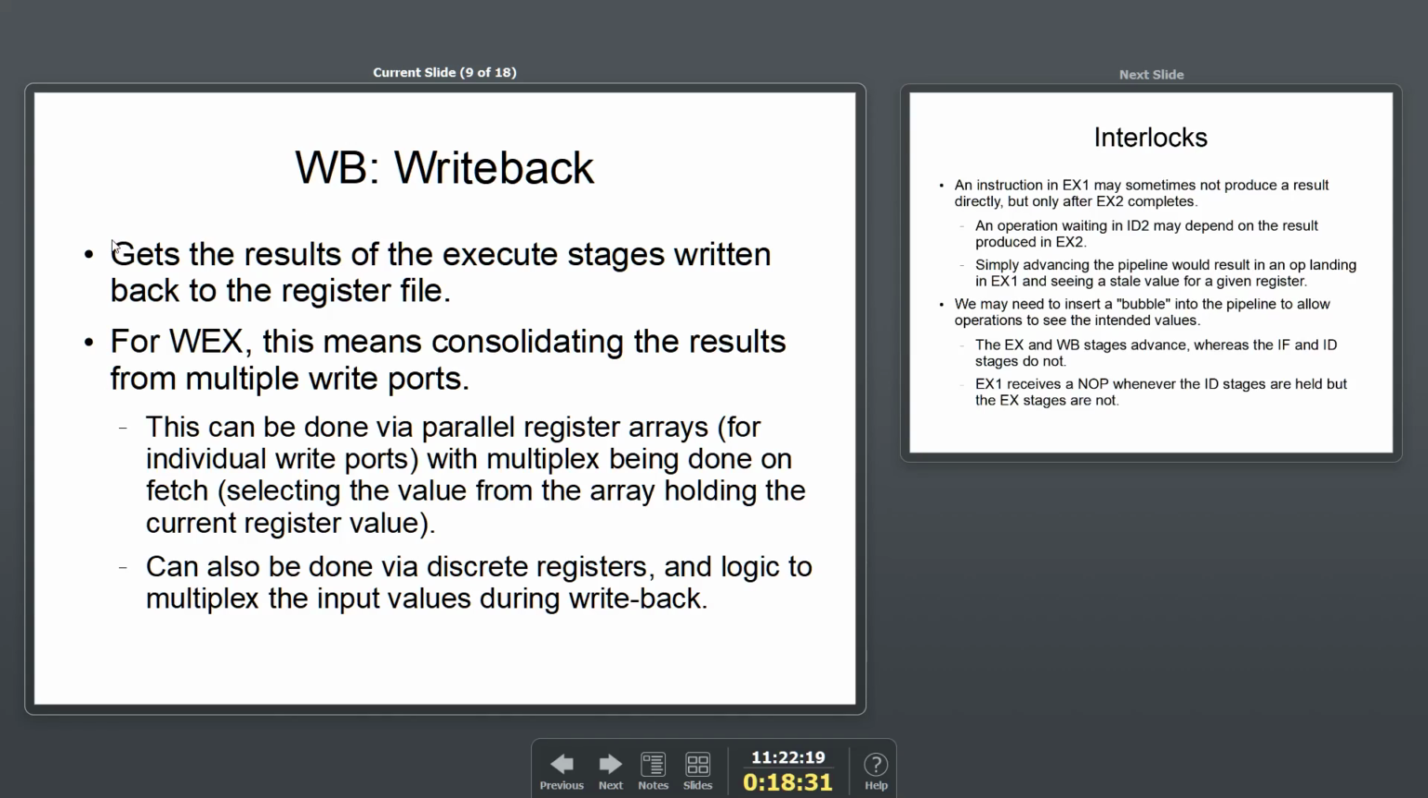Write back gets the results of the execute stages written back to the register file. For WEX, this means consolidating the results from multiple write ports. This can be done via parallel register arrays for individual write ports, with multiplex logic being done on fetch, which selects a value from the array holding the current register value. This was one way to do it.